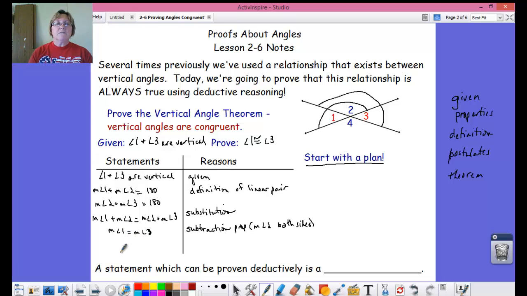We can jump right from here to stating that those two angles are congruent. And the reason we can make that jump is that the definition of congruent angles, or definition of congruent, goes from equal in size to congruent. So when you see the jump from equal size to a congruent mark, you've applied the definition of congruence. You know, a statement that can be proven deductively is a theorem, and you folks have just proven your first geometric theorem, that vertical angles are always congruent. Good work.